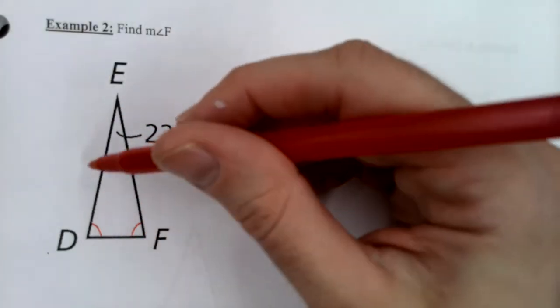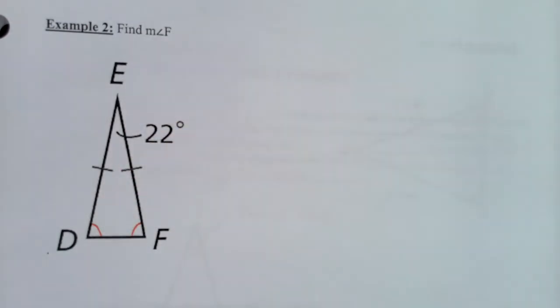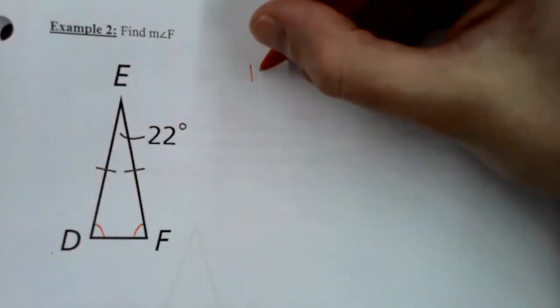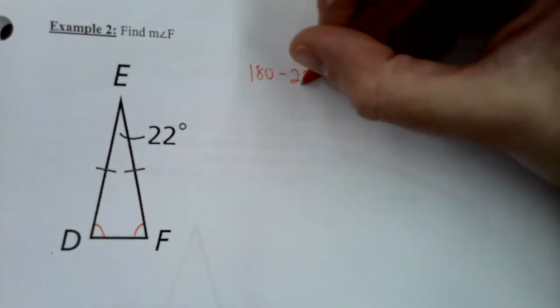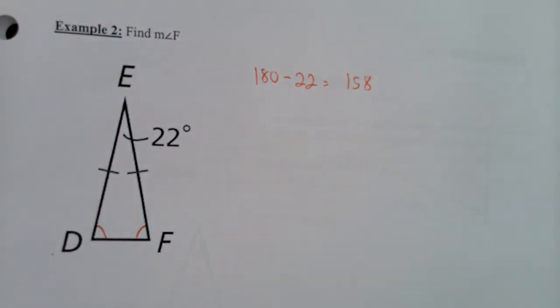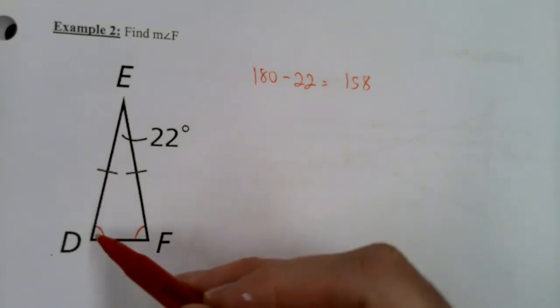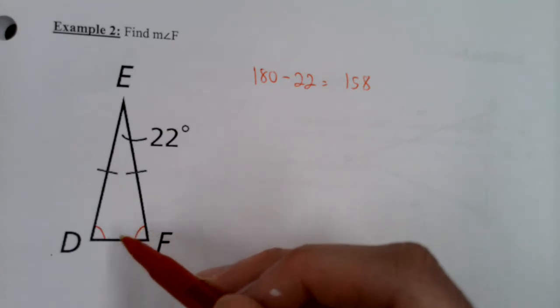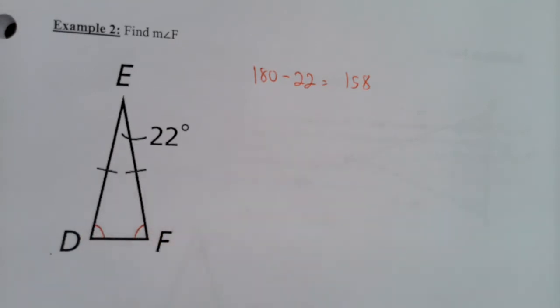So the triangle angle sum theorem says that all the angles in the triangle have to add to 180. We know this one is 22. We can find the final two. If we do 180 minus 22, that gives us 158 degrees. That 158 degrees is angle D and angle F combined. Angle D plus angle F. These two add up to equal 158.